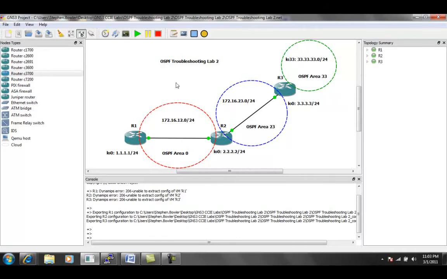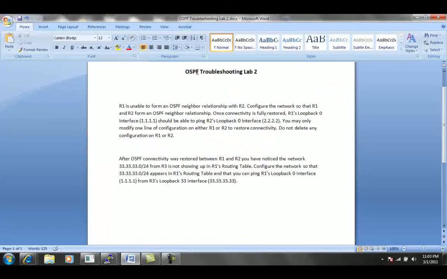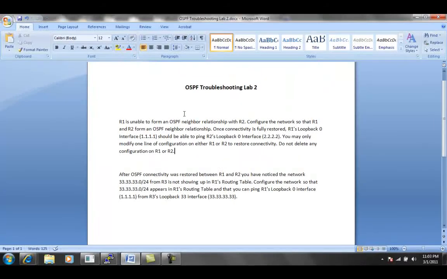So what we're going to do now is take a look at our trouble tickets and see what we need to resolve first. Again, OSPF Troubleshooting Lab number 2. Our first trouble ticket reads: R1 is unable to form an OSPF neighbor relationship with R2. Configure the network so that R1 and R2 form an OSPF neighbor relationship.